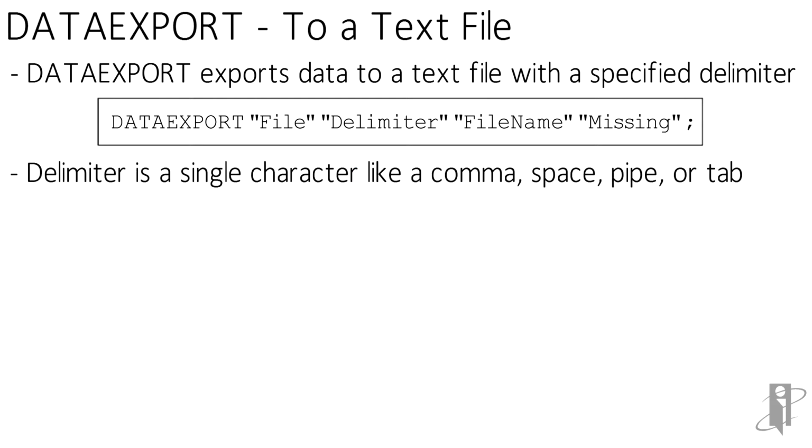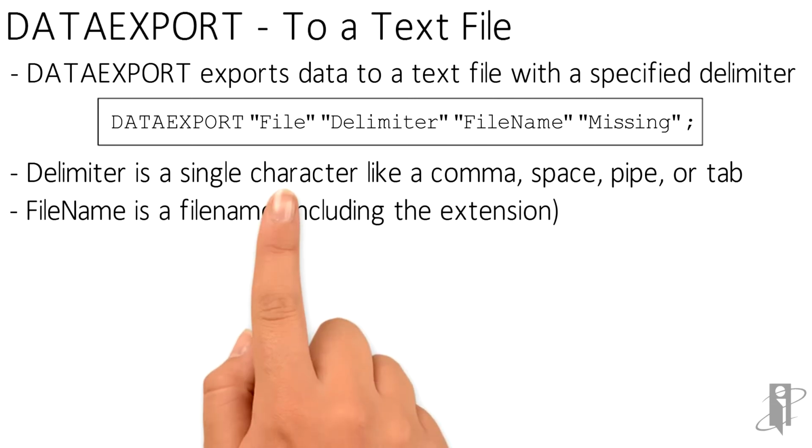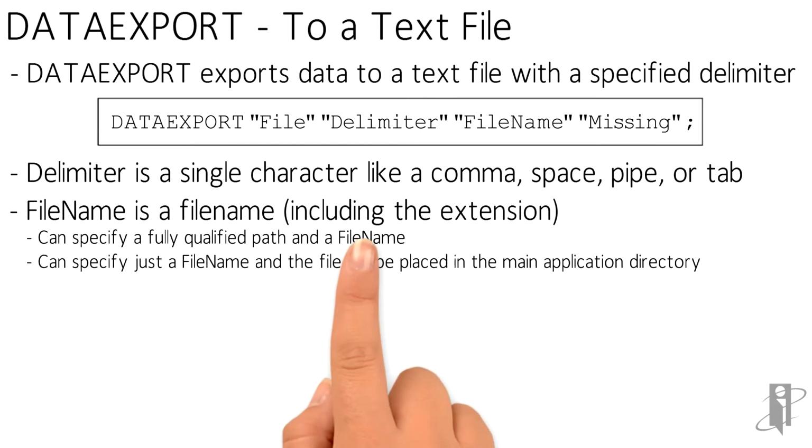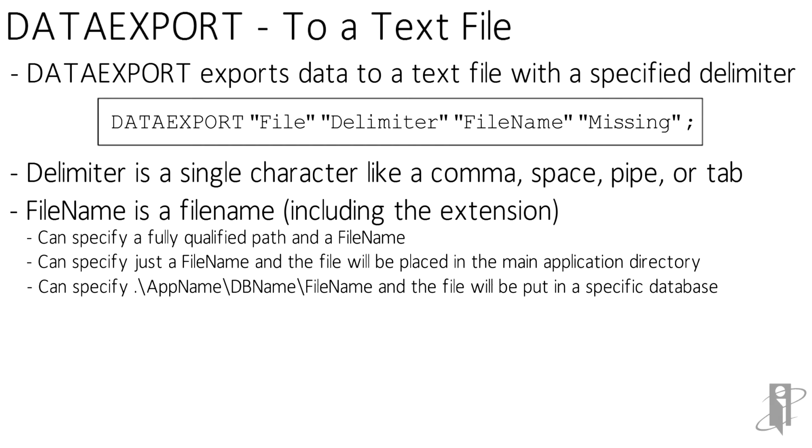The delimiter, which is a single character. Most commonly, it's a comma or a pipe. Sometimes it's a space. File name is creatively the file name, including the extension. It doesn't automatically put txt out there. You can use a fully qualified path and a file name. There are even fun ways to tell it specifically what database directory to put it into. If you just say a file name, it's going to put it in the main application directory.